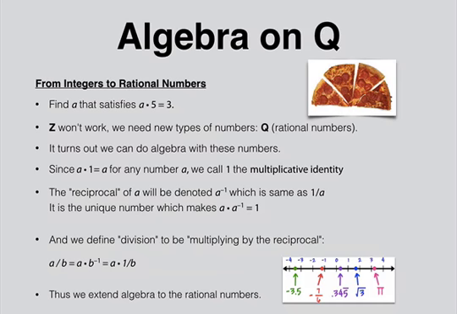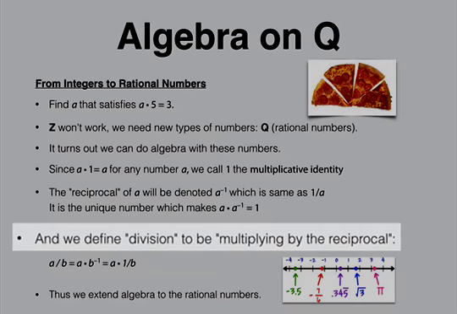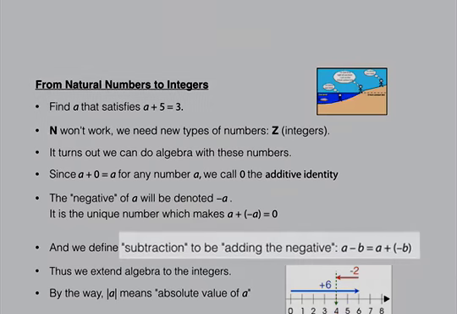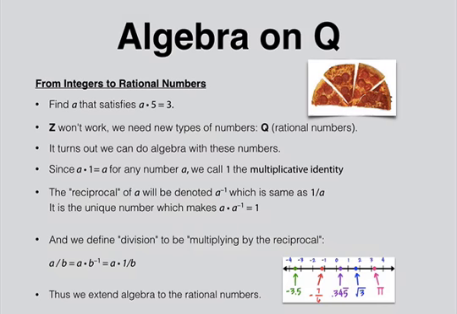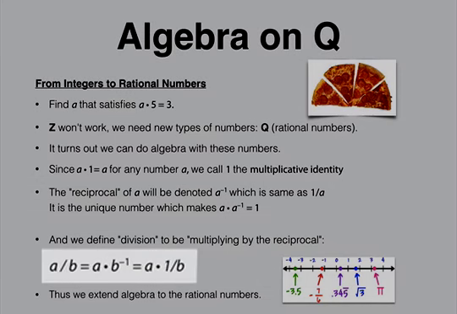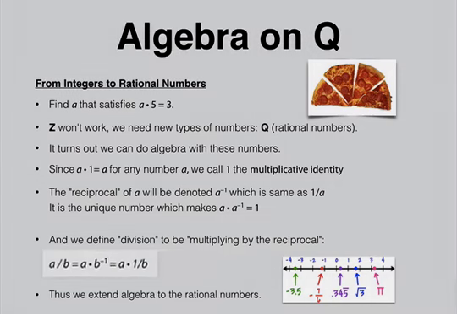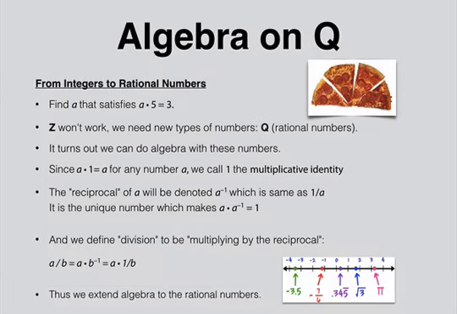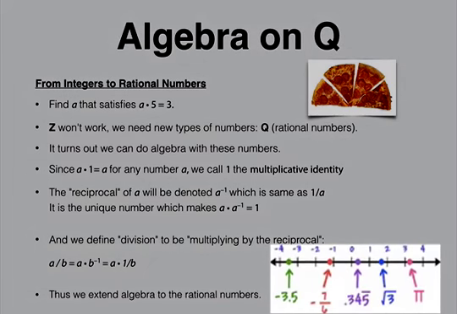But before I tell you that, I just want to reiterate again. Dividing by a number means multiplying by its reciprocal, the same as subtracting a number is adding its negative. So dividing by a number is multiplying by 1 over that number. And that's how we extend algebra to the rational numbers. But it turns out some numbers on the real number line, like these over here, are not rational. You cannot express these numbers as a ratio.